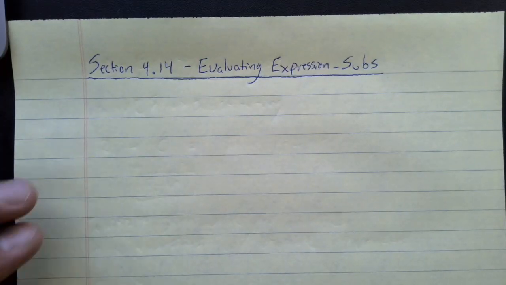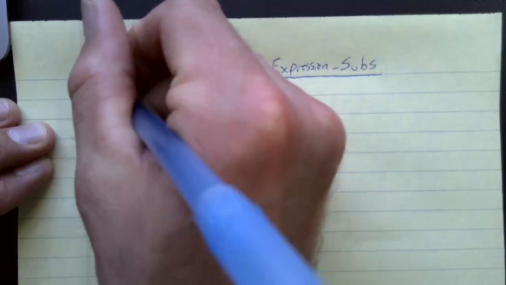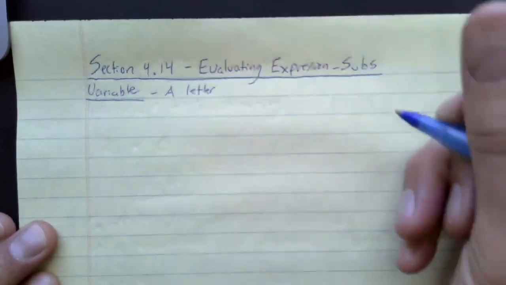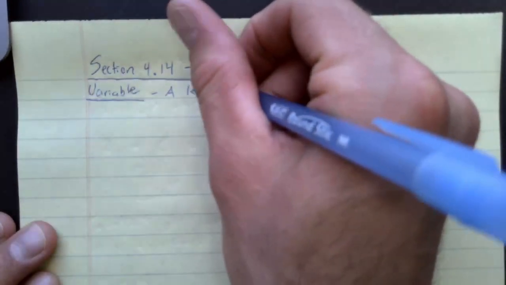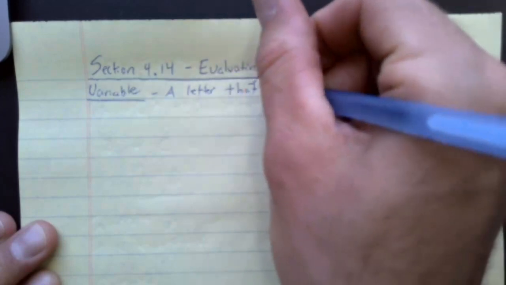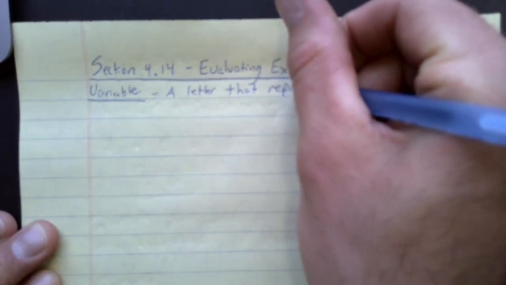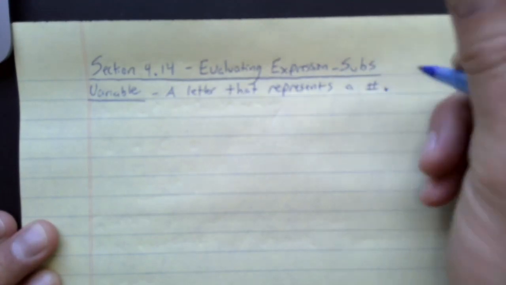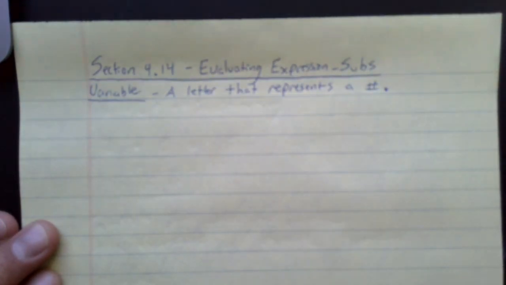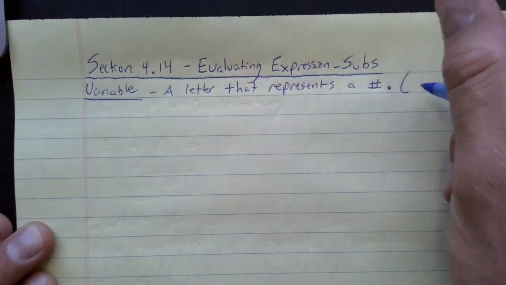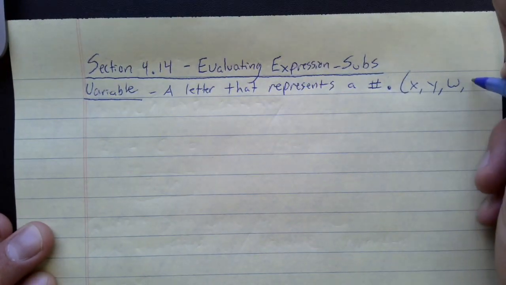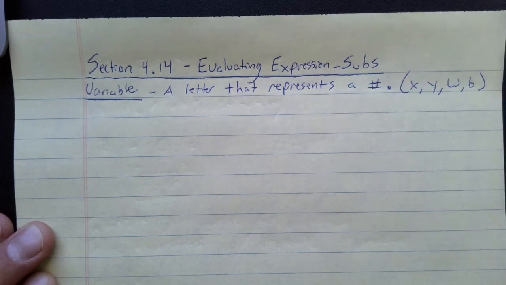So the first thing that you need to know is, what is a variable? Well, a variable is a letter, one of the 26 letters in the alphabet, that represents a number. So a variable is a letter that represents a number, such as X, Y, W, or even B. Those are all variables.